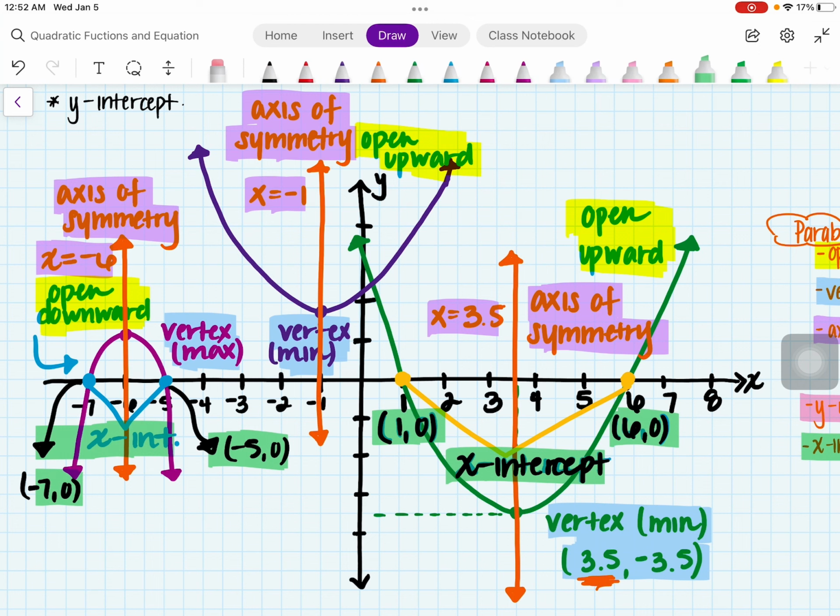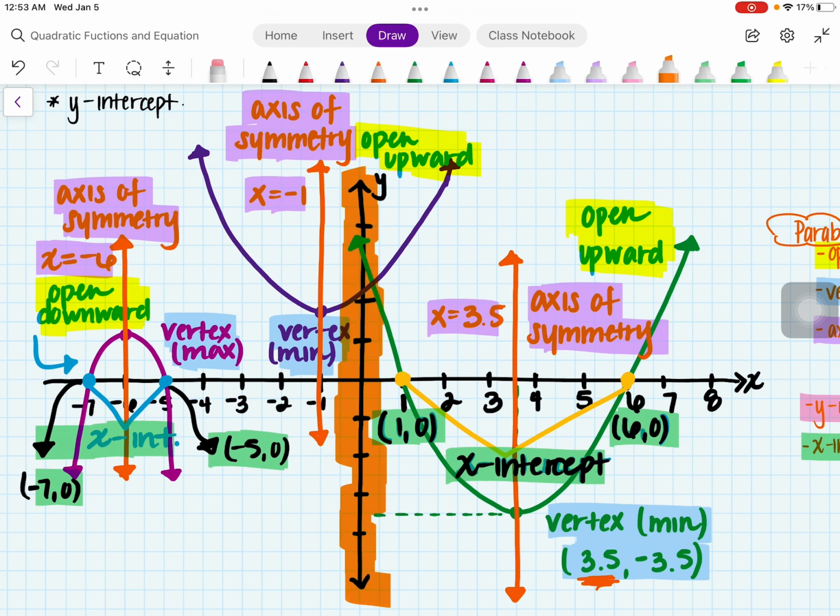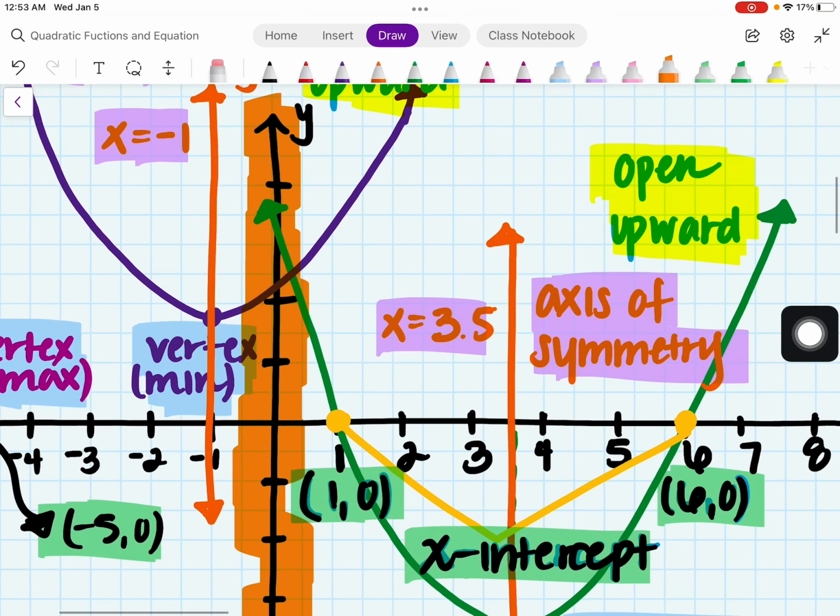All right, so we have our vertex, our axis of symmetry, and our x-intercepts. The last one is the y-intercept. The x-intercept focused on the points on the x-axis. The y-intercept now focuses on points that are on our y-axis. So we want to see if any of these graphs meet or touch our y-axis. And in this case, they do.